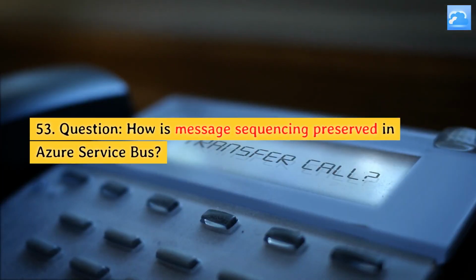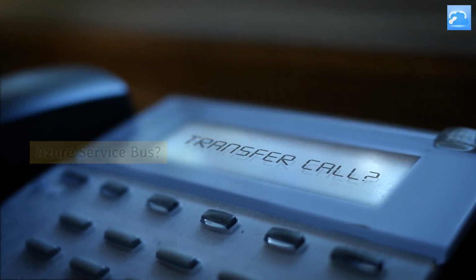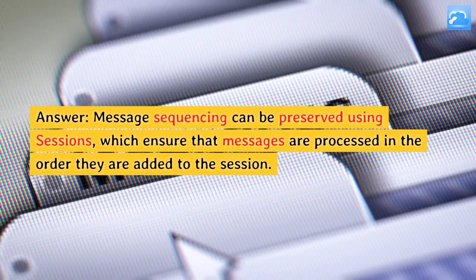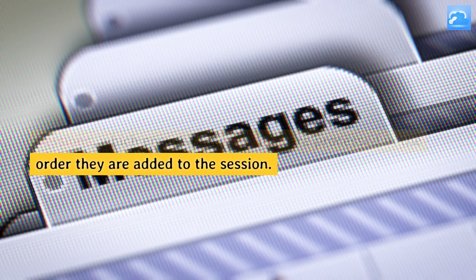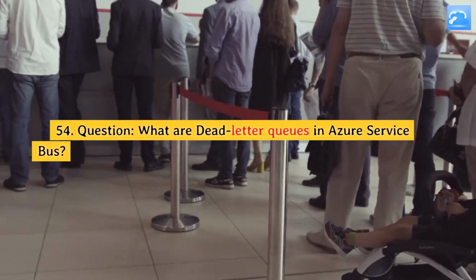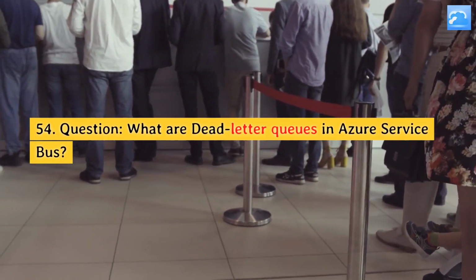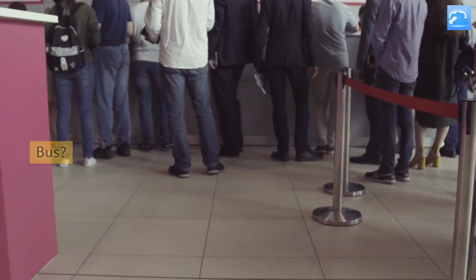53. Question: how is message sequencing preserved in Azure Service Bus? Answer: message sequencing can be preserved using sessions, which ensure that messages are processed in the order they are added to the session. 54. Question: what are dead letter queues in Azure Service Bus?